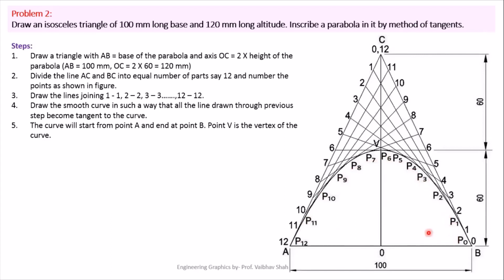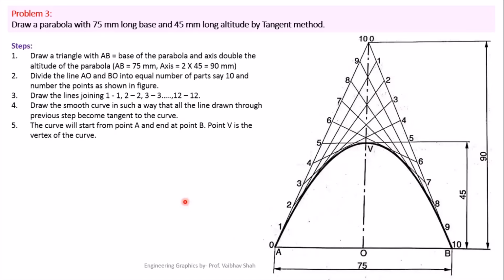If it is asked what the height of the parabola is, we have to first identify this top point as the vertex point, and we have to measure the distance from this point 0, which is the center point of your base, to the vertex point V. If we measure this distance, it will be 60, which is half the complete altitude of your isosceles triangle. So you can write down the height of your parabola as 60, and the base is obviously the given base of 100 mm. So let us see one more example.